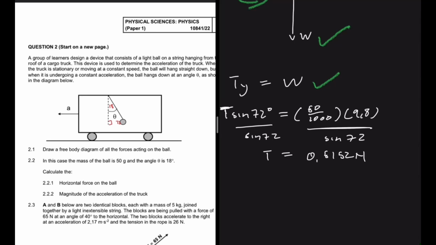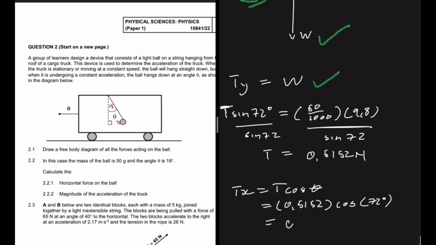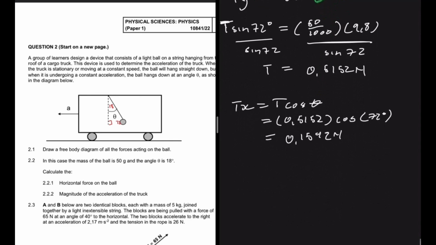So that is the entire tension. We are only interested in the x component. So now we're going to say that Tx is equal to the tension times cos of theta. What is our tension? We know that it is 0.5152, times cos of 72 degrees. If you put that in your calculator, you should get 0.1592 newtons. So there we go. We have the horizontal force acting on the ball.